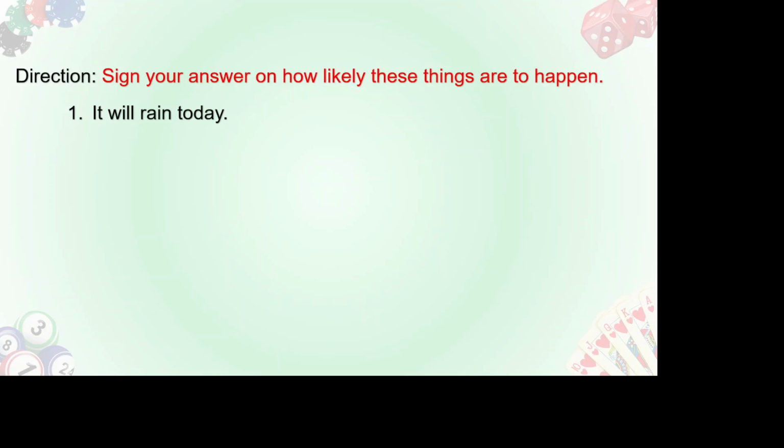Number one, it will rain today. Okay. When I had my demo, most students said maybe because even though it's hot, there's a chance of it happening, but just less likely. Number two, a living human's heart will beat. Although not all of them said it's certain, most of them said it's certain because, of course, if we are living, our heart continues to beat.